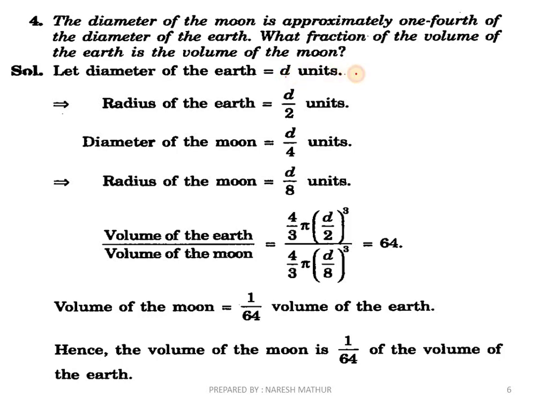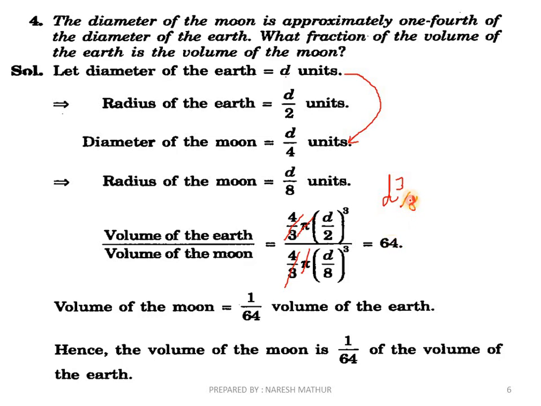Similarly, the diameter of the moon will be 1/4 of the diameter of the earth, that will be d by 4, and that's why the radius of the moon would be d by 8, because it is just half of d by 4. Now just put this value in the formula, that is 4 by 3 pi r cube. So the 4 by 3 and 4 by pi will be cancelled out. So we have d cube by 8.